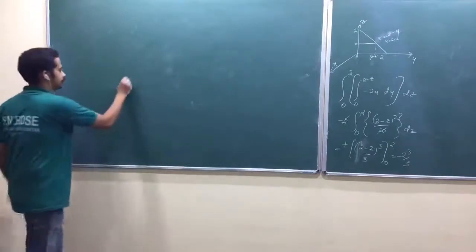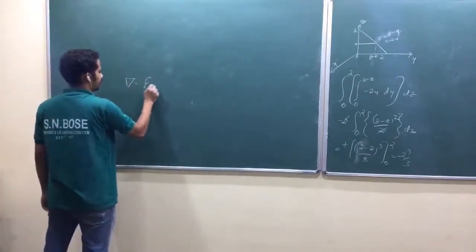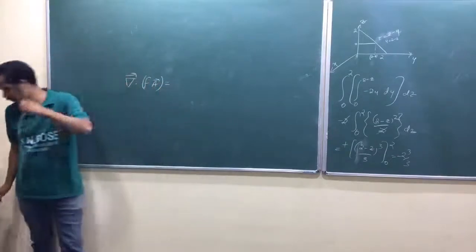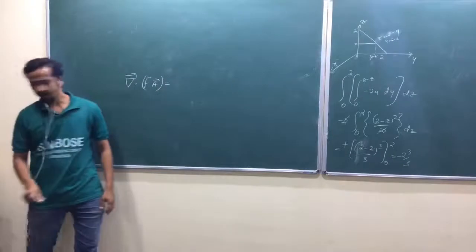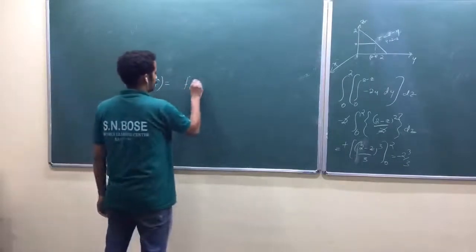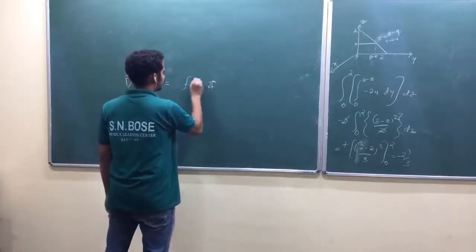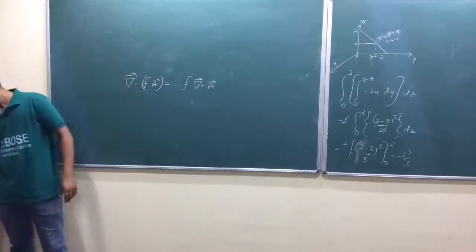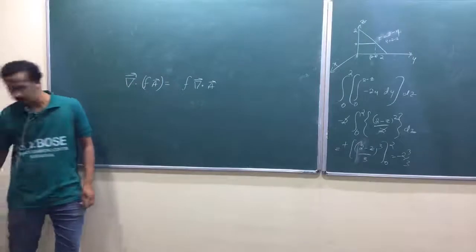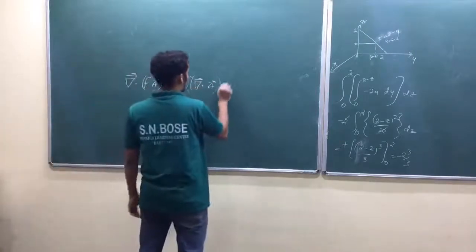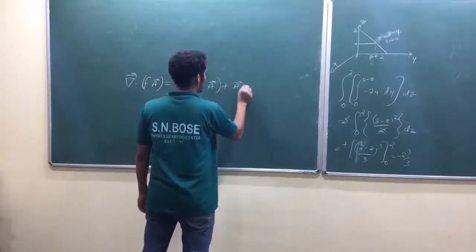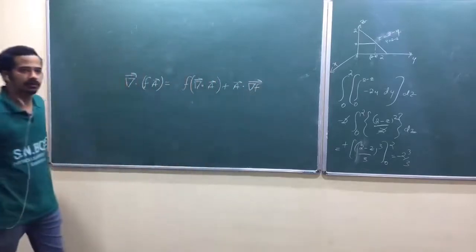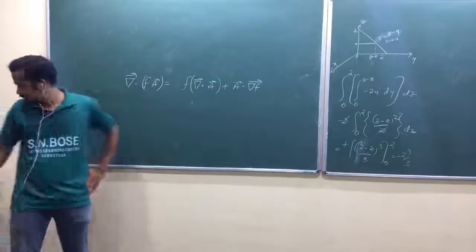Del dot f times a vector. I think I have taken this one earlier. Am I right? That's one of the important ones. Del dot (f A), where f is some scalar variable and A is some vector field. Is that okay? That equals f del dot A plus A dot del f.